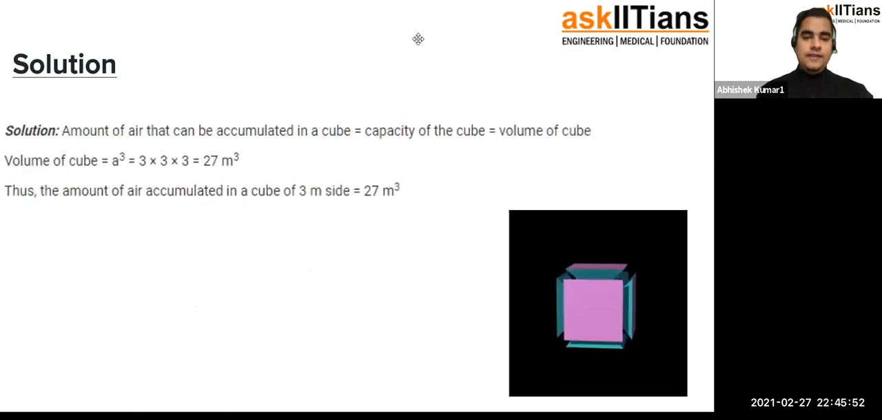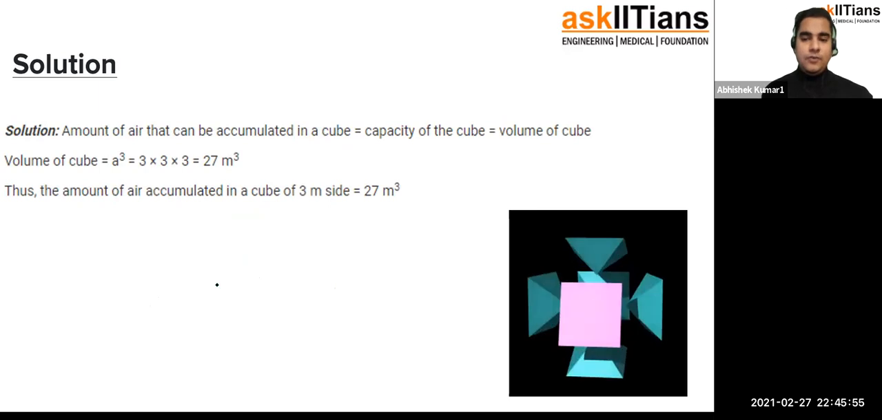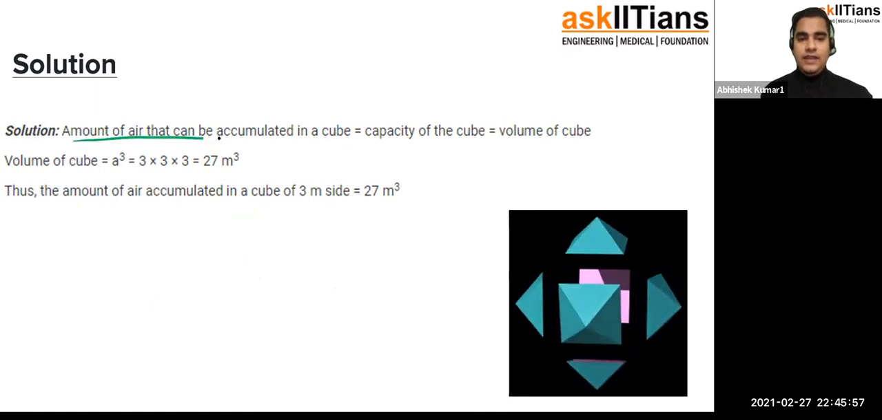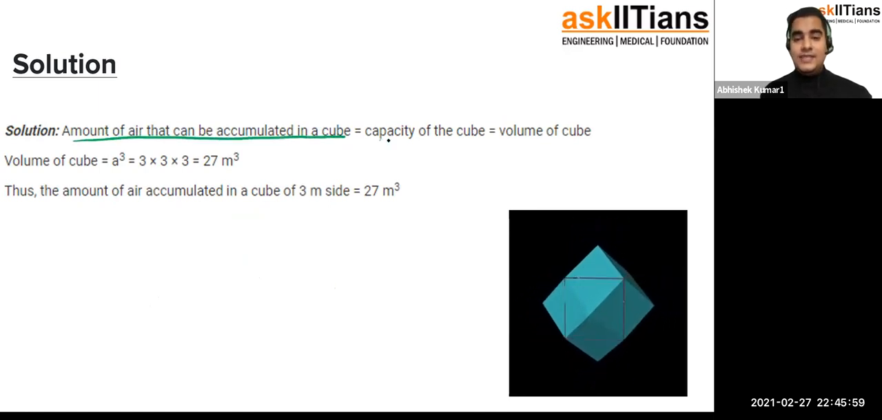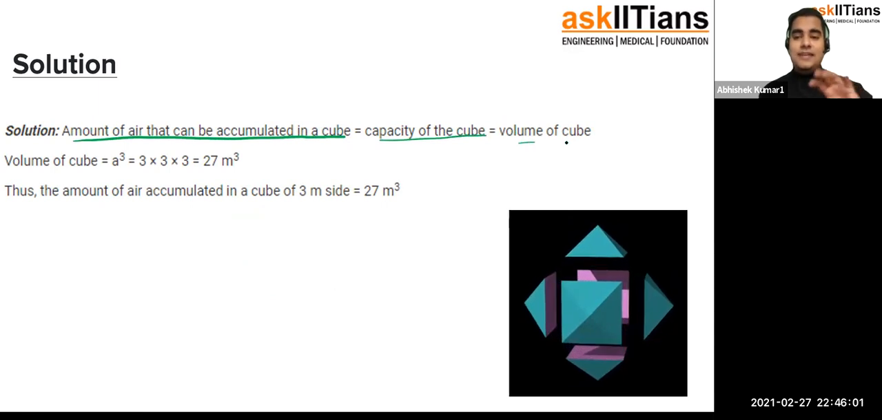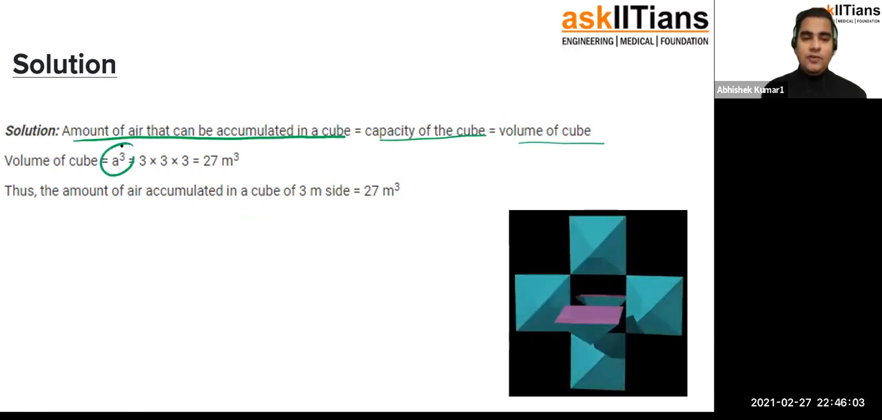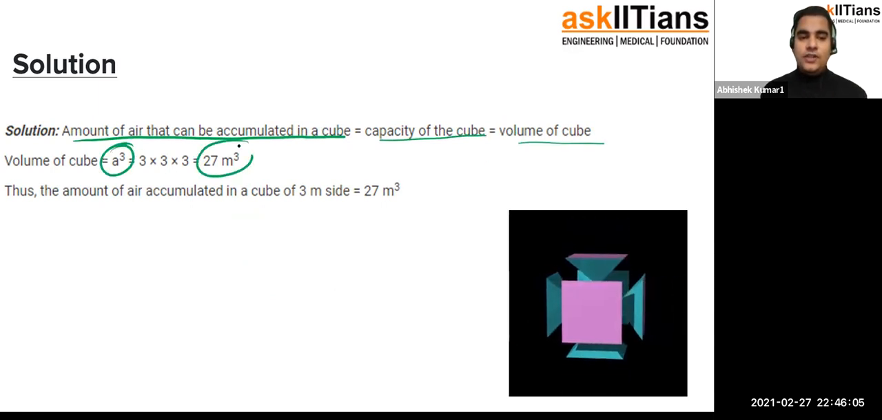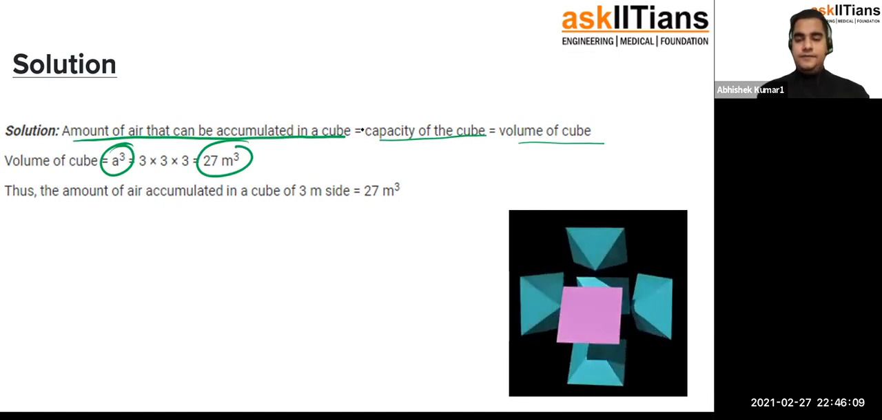Clear? And you can see that's exactly what we are provided here. The amount of air that can be accumulated in a cube is the same as the capacity of the cube, which is the same as the volume of the cube. And volume of a cube is given by side cube. So you are going to get 27 meter cube. That's the answer to this. Clear?